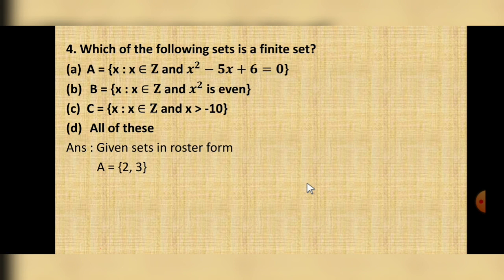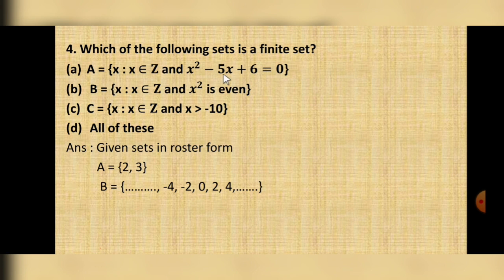Next, set B. Set B is x such that x belongs to Z and x squared is an even number. So student, here we already got the first set as a finite set. A is equal to 2, 3, which means it is a finite set. So directly we can write option A is the correct answer.